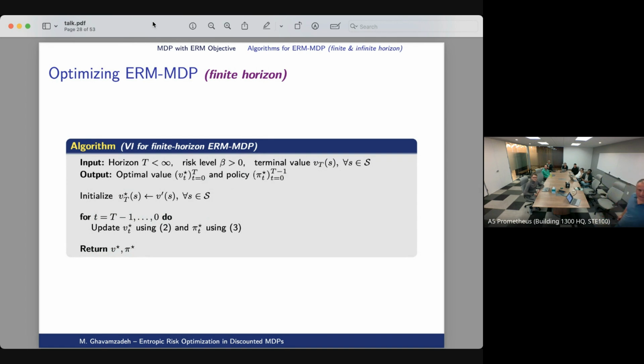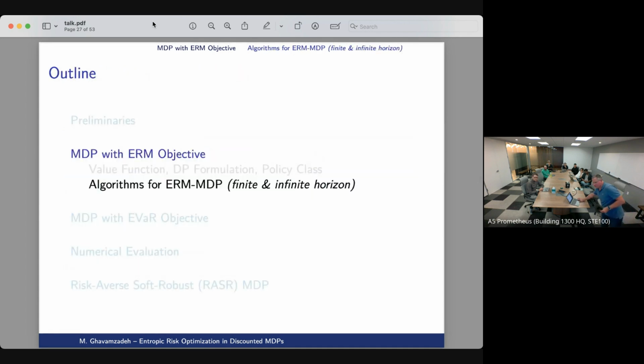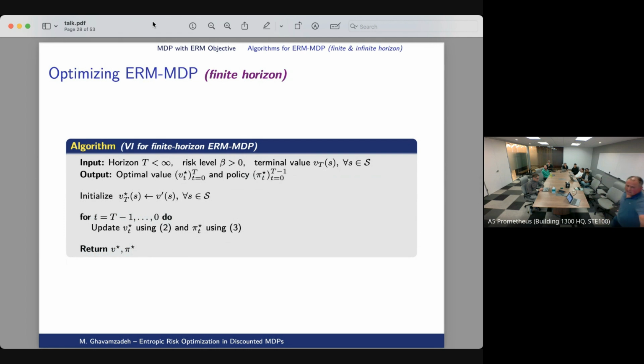So for finite horizon, things are very simple. You just initialize the value function at horizon capital T, and you go backward and calculate V using equation 2, which is this equation that you saw, and then extract the policy using equation 3, which is this equation. So with these two, you can easily apply backward dynamic programming and calculate the optimal policy and the value function. Again, this is tabular and dynamics known. Sample-based has its own issues, and how you implement it may look different, but this is the case.